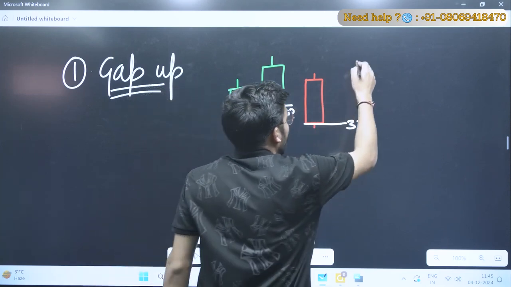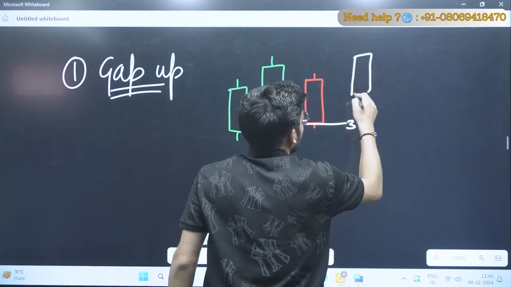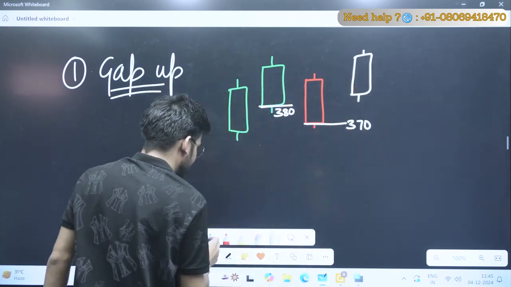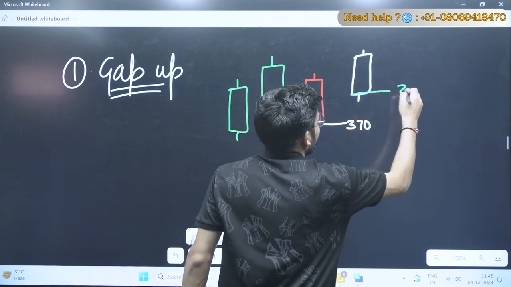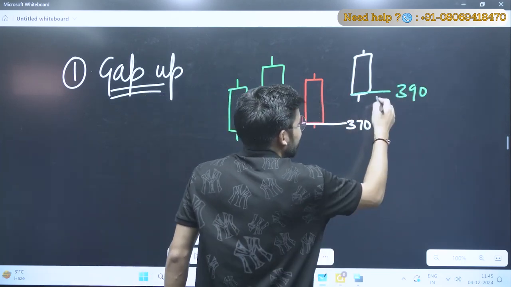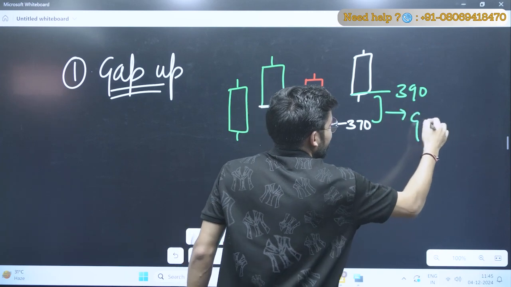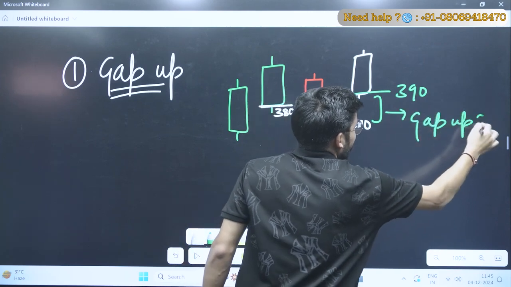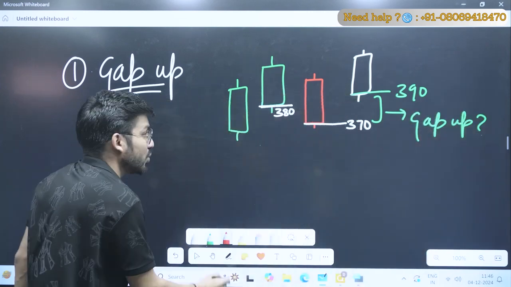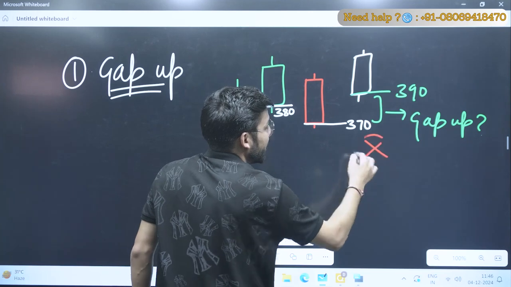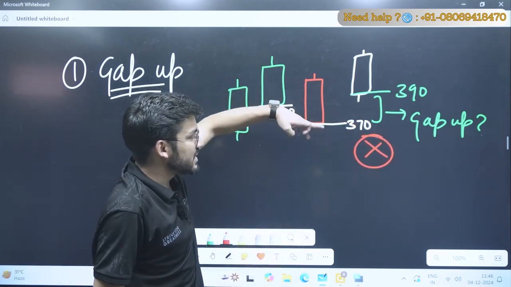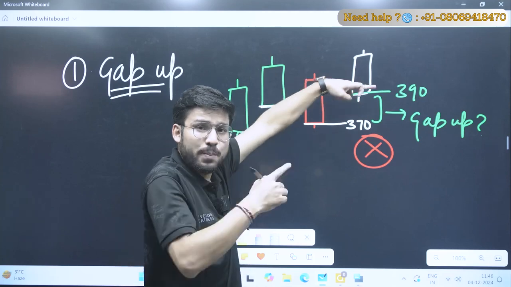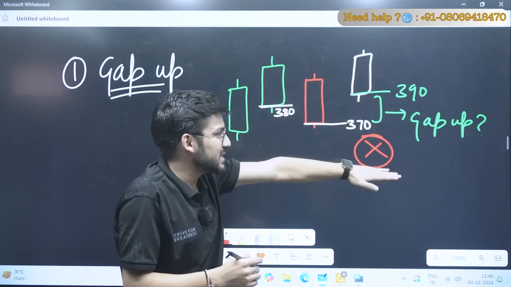So my market started here. This was the candle, and my market opened approximately at 390. So is it a gap up or not? The answer is no. This is not a gap up. Now why? You can see there is a difference: the previous day closing was 370, my market opened at 390, but still I'm saying this is not a gap up.